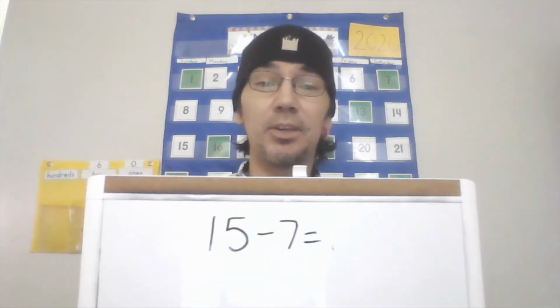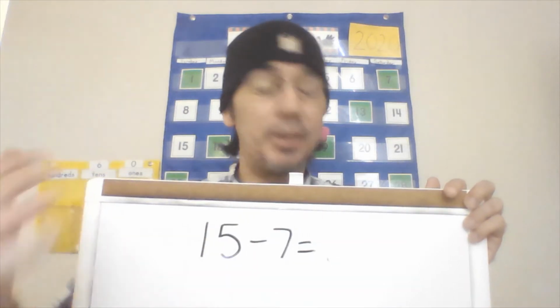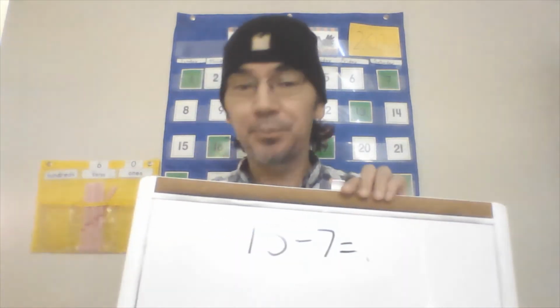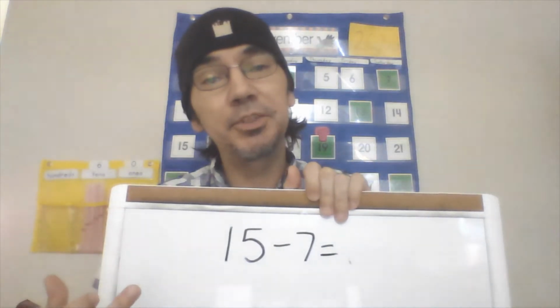Now, we have a number of different ways to solve problems, and we're going to do them all today. All the ones that we've learned so far, at least. So starting off, let's get a problem. Everything starts with a problem. Here is our subtraction sentence. It is 15 minus 7. Now, the first way that we could solve this is by drawing a picture.